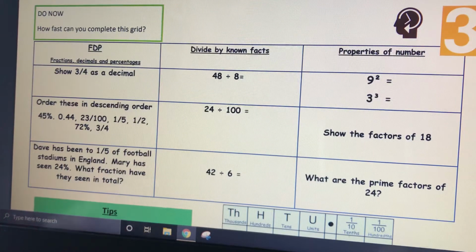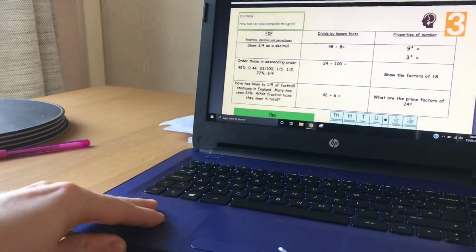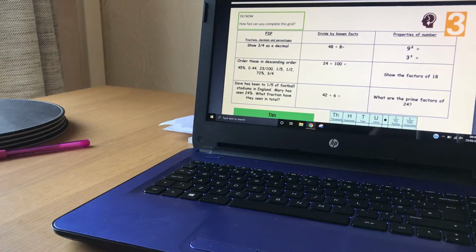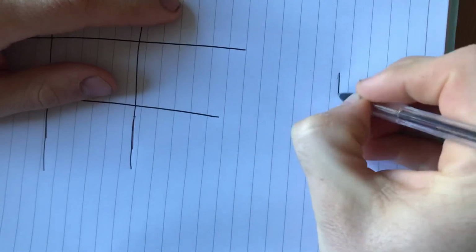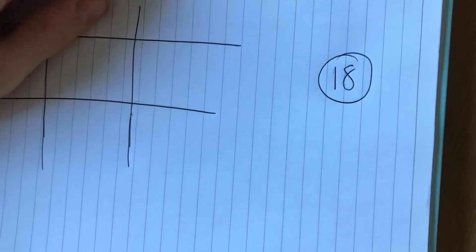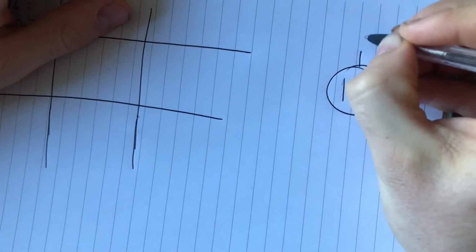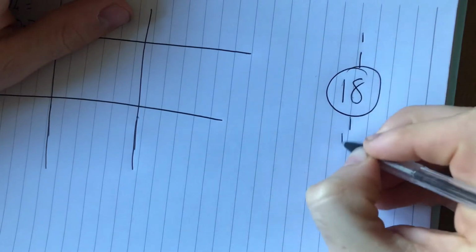Show the factors of 18 and the prime factors I'm going to do on the sheet. Just to remind us all. I'll do it here actually, to be fair. So, find the factors of 18. That's your factor frisbee. So there's your 18. So, go in logical order. Start with 1. 1 times 18.